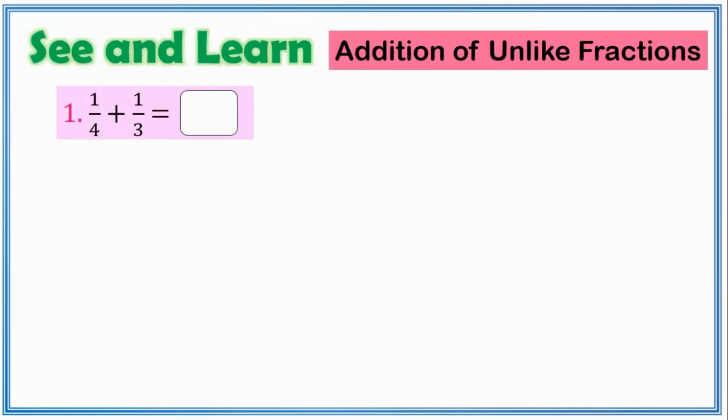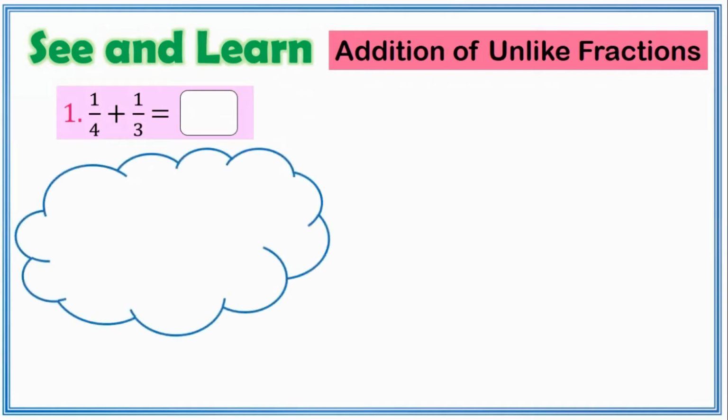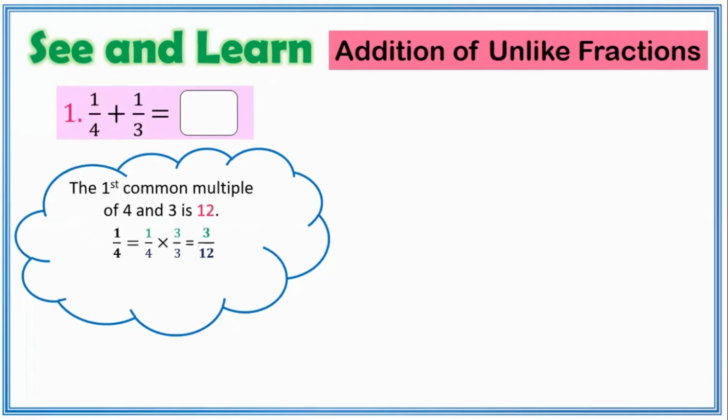Now let us add fractions that are unlike. So for example, number 1, 1/4 plus 1/3 is equal to unknown. Since they are unlike fractions, we need to get the first common multiple of 4 and 3, and that is 12.